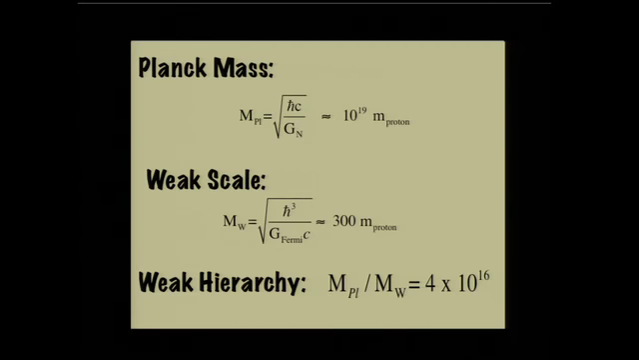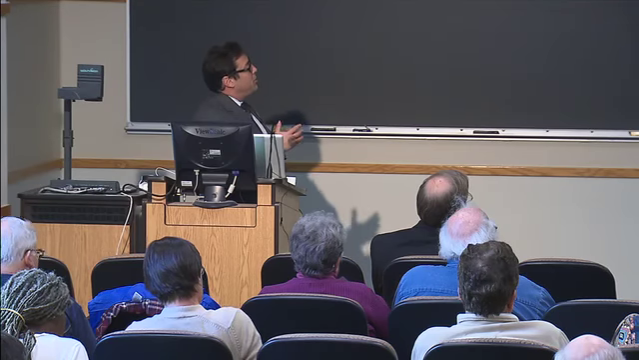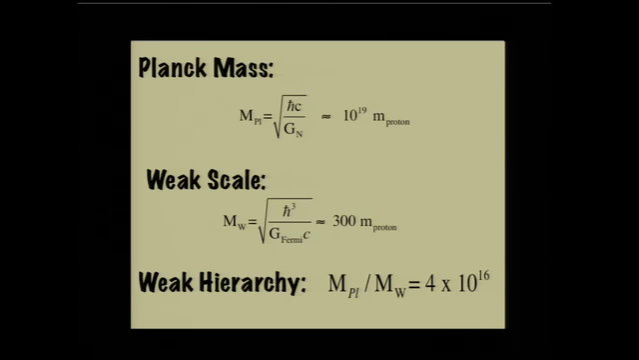So here we have 2 numbers. One number that characterizes how strong the gravitational force is. That's this thing, the Planck mass, 10 billion times the mass of the proton. And this other number that characterizes how strong the weak force is, and that's 300 times the mass of the proton. And the ratio of those is about 4 with 16 zeros after it. Or in other words, 40 million billion.